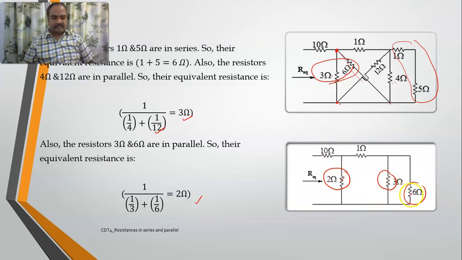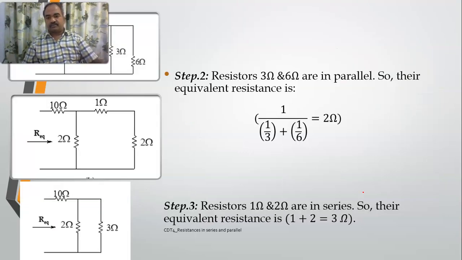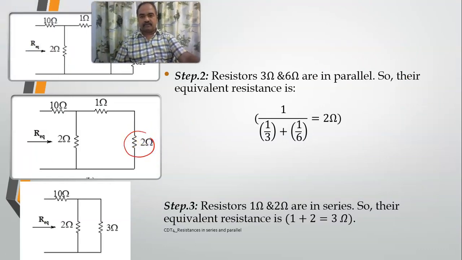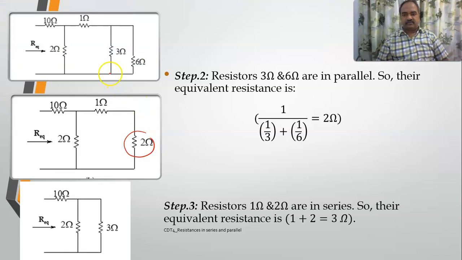Now the next step of simplification, if you carefully see. Are these two in series? No. Are these two in parallel? No, because this is between these points, whereas this is between these points. But these two, they both are in parallel, isn't it? 6 ohms is also between the same points. So what is the parallel value of these two, 3 and 6? It is 2 ohms, isn't it? So that's why this 3 and 6, I have replaced with 2 ohms.